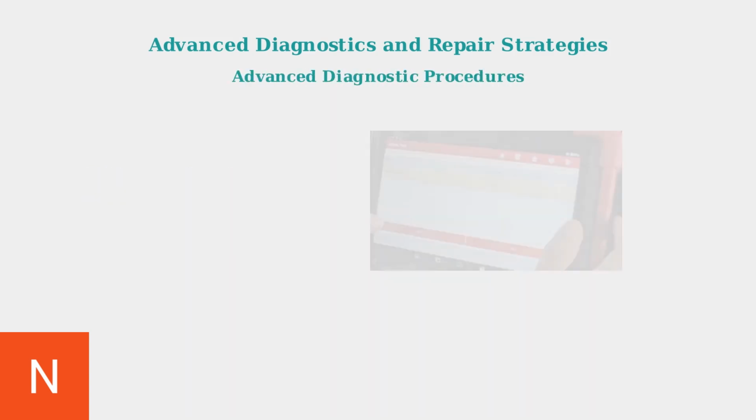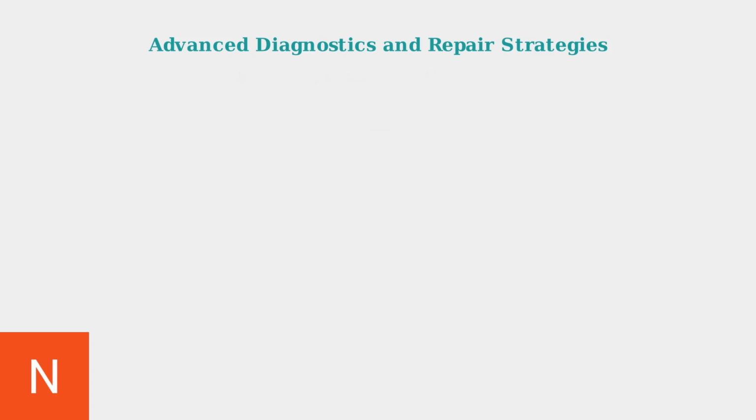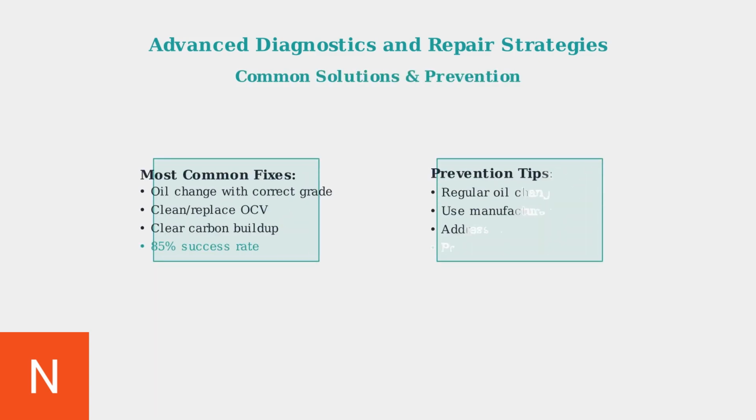If problems persist after basic component testing, perform an actuator response test using a scan tool. Consider an oil flow test to the camshaft actuator and verify timing with specialized equipment. In many cases, code P000C can be resolved by addressing oil-related issues or cleaning and replacing the oil control valve.